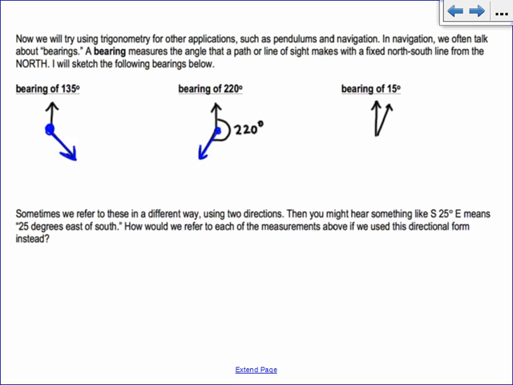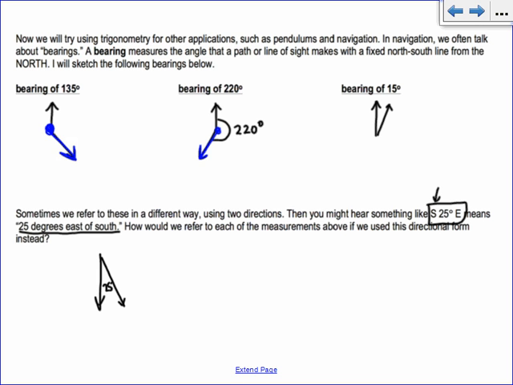All right, so sometimes we refer to these in a different way using two directions. I'll try to stick with bearings for your test, but sometimes you might hear things like south 25 east. And that's the one I always hated when I was in school because I was like, wait, do I go south first? Do I go east first? What am I doing? It means that you're going 25 degrees east of the south line. So you start out with the south line, right? See how that was first? So we start out with the south line, and off of the south line, we go 25 degrees east off of it. So it'd be like that. Does that make sense?